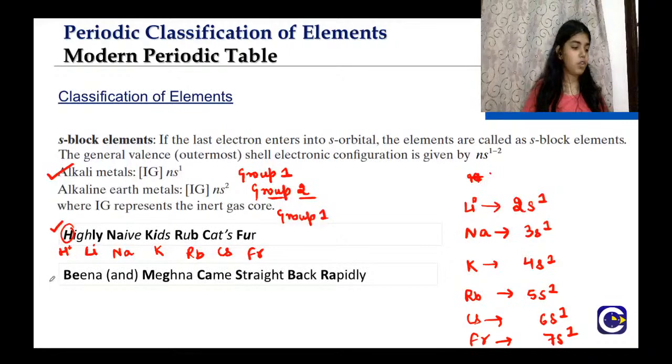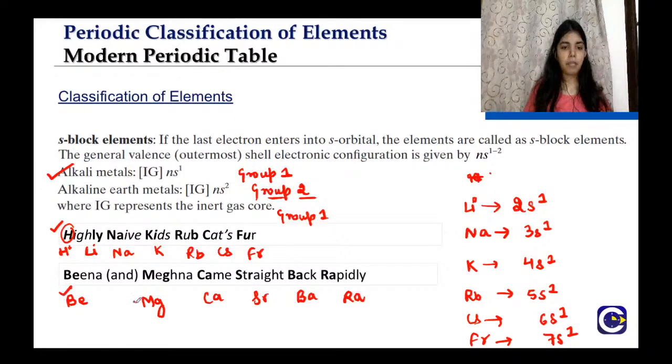Now next write down group 2. Group 2: beryllium, magnesium, calcium, strontium, barium, radium. The mnemonic is: Veena and Meghna came straight back rapidly. Beryllium, magnesium, calcium, strontium, barium, radium.